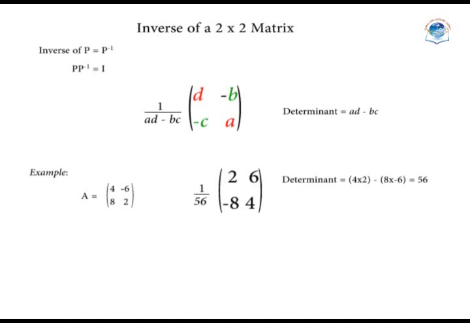When the determinant of a matrix is 0, it is called a singular matrix. For example, 1, 2, 2, 4, and 3, negative 3, 1, negative 1.